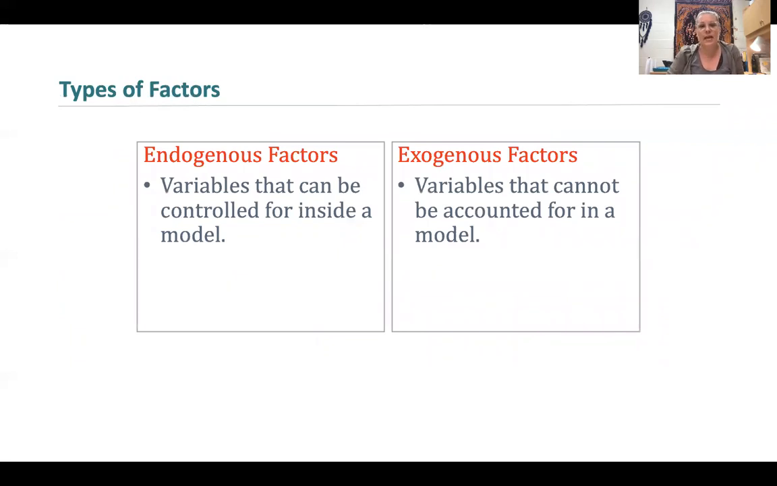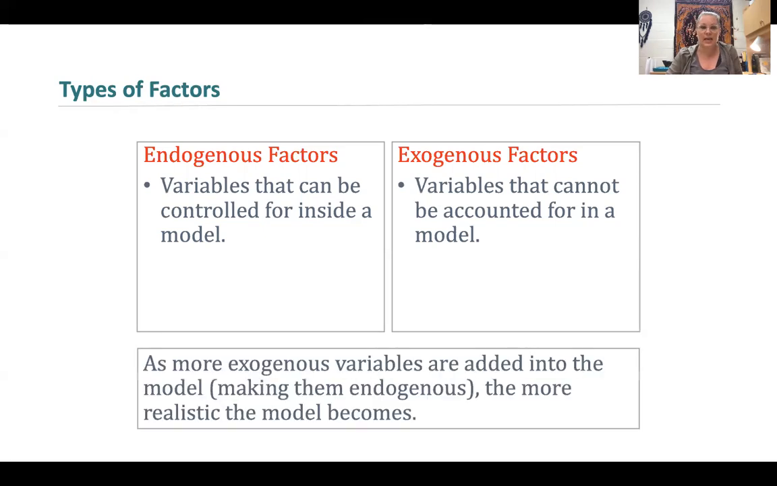Other things that we have to be careful about when we build our models are endogenous factors versus exogenous factors. Endogenous factors are things that we can control for inside of the model, whereas exogenous factors are variables that cannot be accounted for. The more exogenous variables that are added to the model, things that are outside that we cannot control, the more realistic the model becomes, but also the more complex and sometimes difficult to analyze it can be.